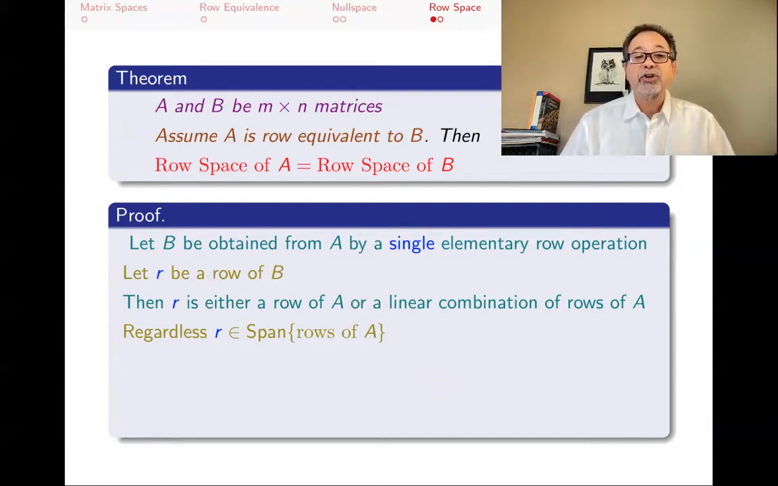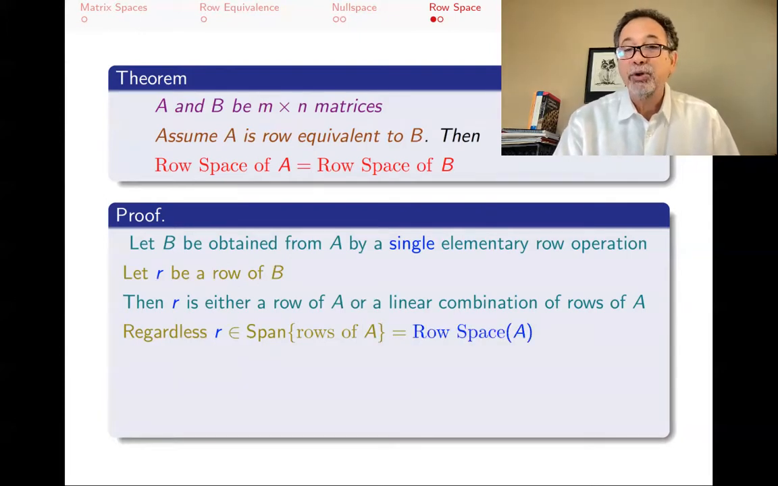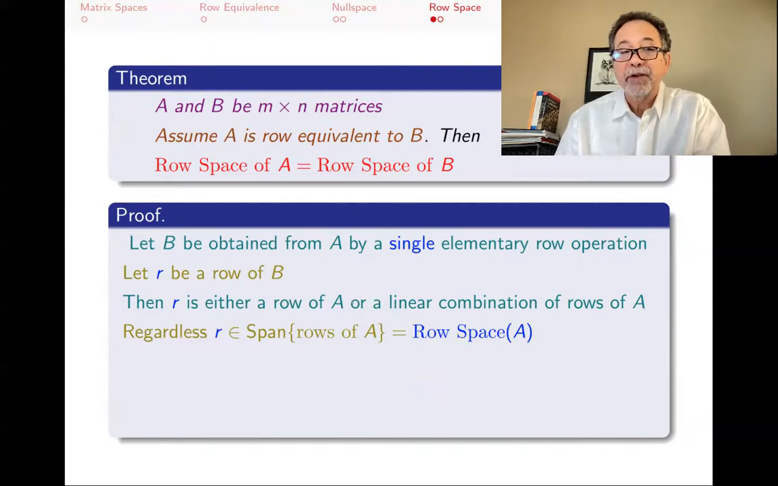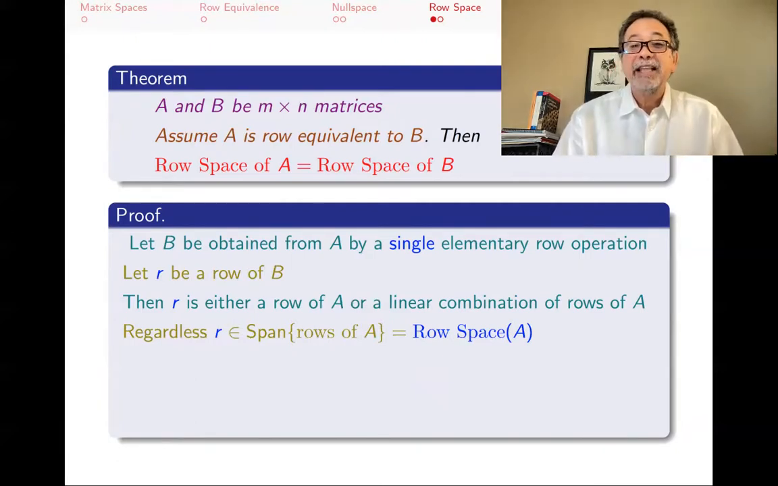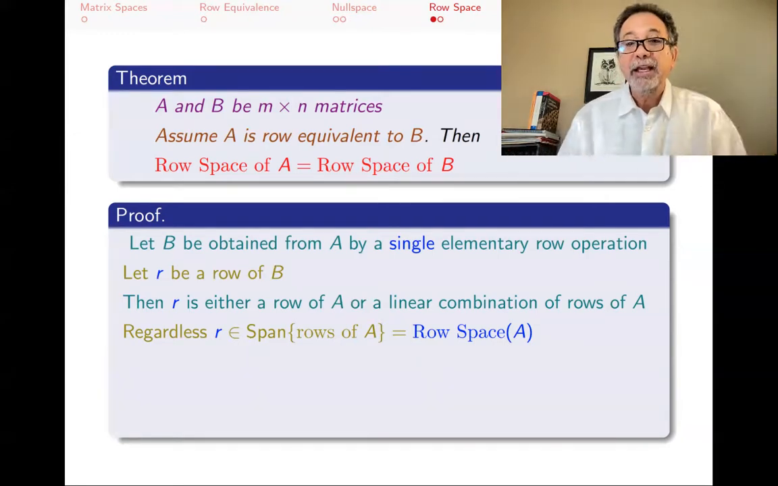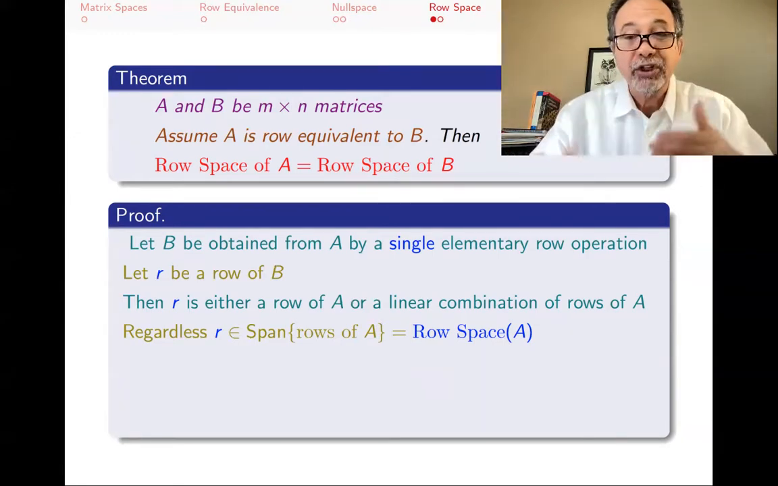It's a linear combination of rows of A. But that's exactly what the row space of A is. So rows of B are in the row space of A. That's not the same as saying that the row space of B is the same as the row space of A. The row space of B is more than the rows. It's linear combinations of the rows.